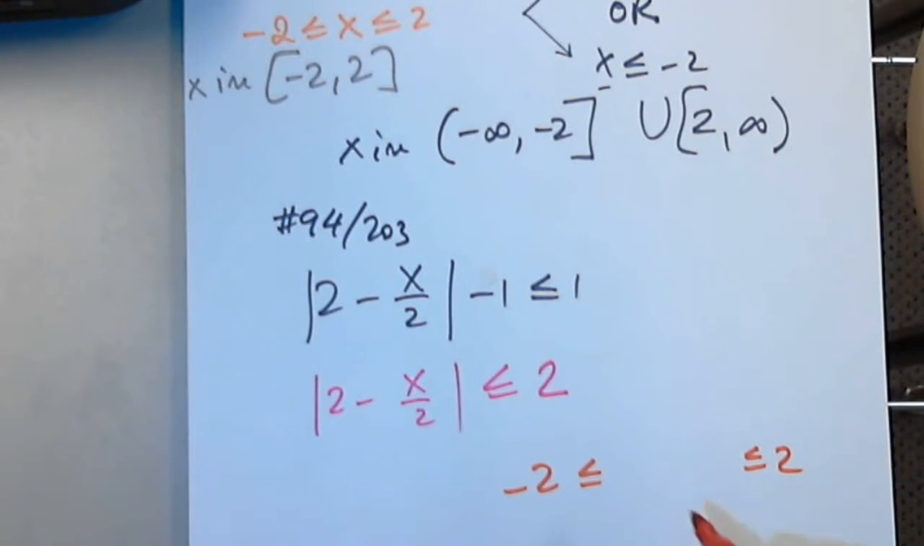I just have to copy. Exactly the same. Identical situation. It's just a different expression. Now I have this in the middle, like I had x a few minutes ago. Good. How do I solve this? Multiply everything by 2 to get rid of the fraction.